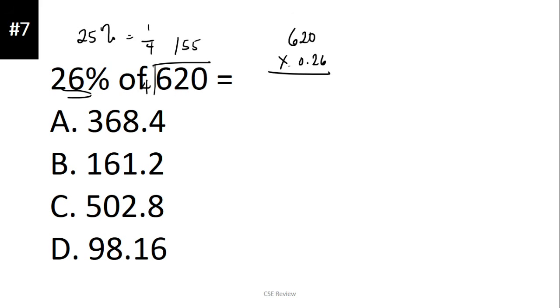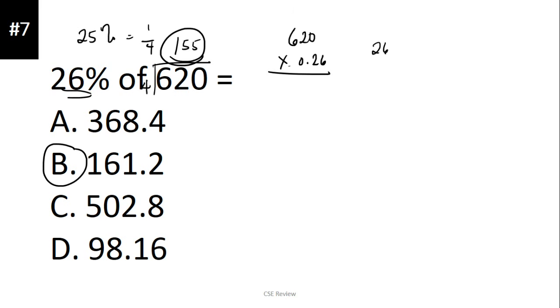Kasi ang 150 times 4 is 600. So, 155 is 25%. It has to be just a little more than 155. So, kung alam nyo na agad yun, nahuhulaan nyo na letter B yung sagot. Another thing that you could do would be buuin natin yung 26%.